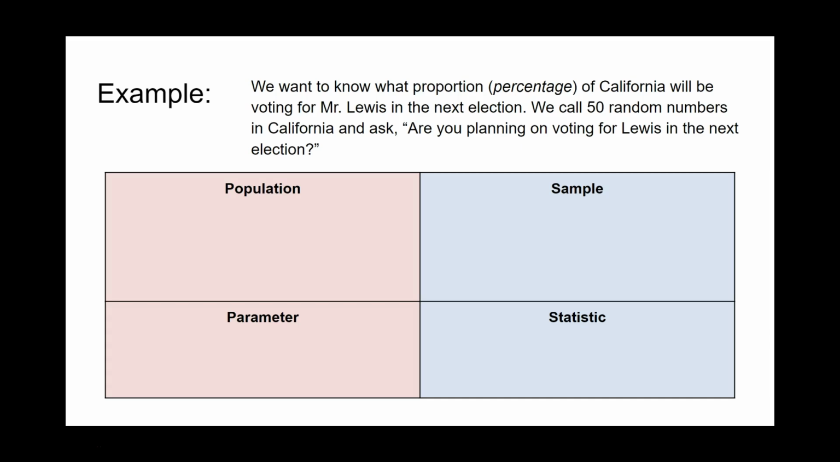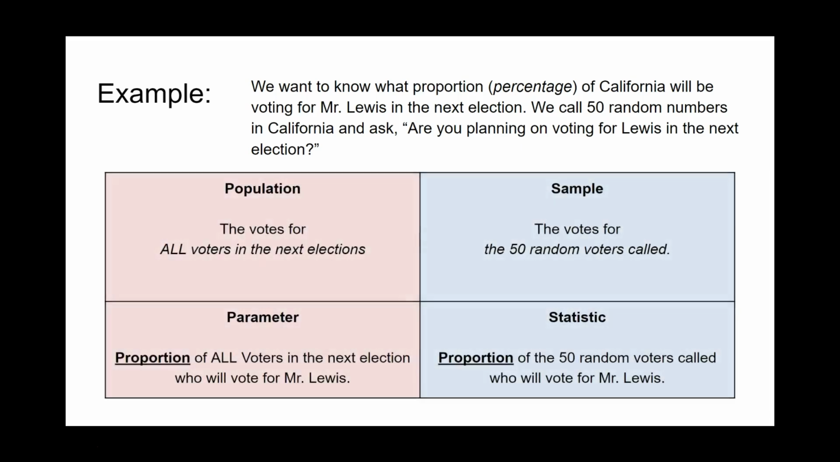All right, so now let's take a look at those answers. The population in this case would be the votes for all voters in the next elections. So if you just said the voters, all the voters in the next election, that would be fine. However, if we thought about it, we would actually have how they voted, their actual votes, if I were to list it out. Same thing with the sample. If you just said the 50 random voters who we called, then that would be fine. But if you think about it, again, our list of how they voted, whether it was for Mr. Lewis or not, that would be our sample.